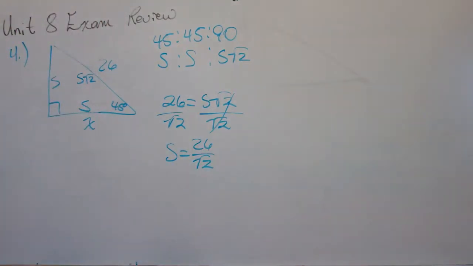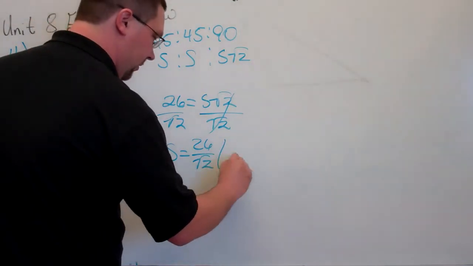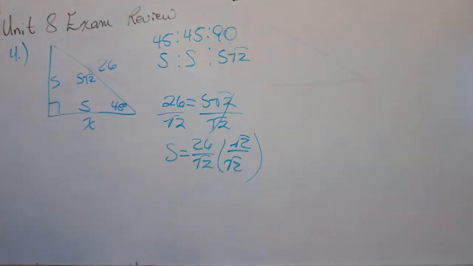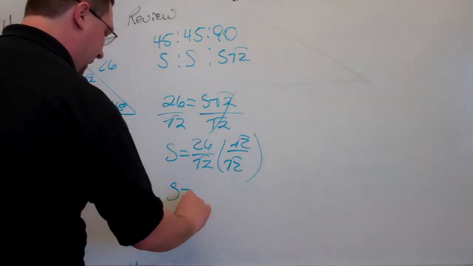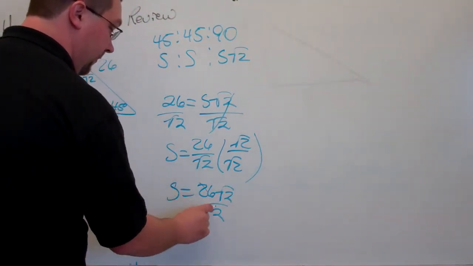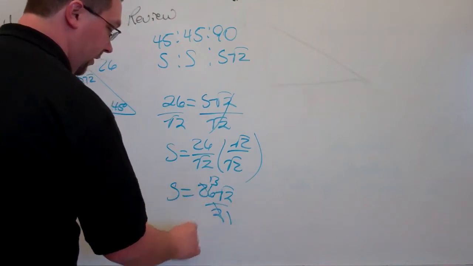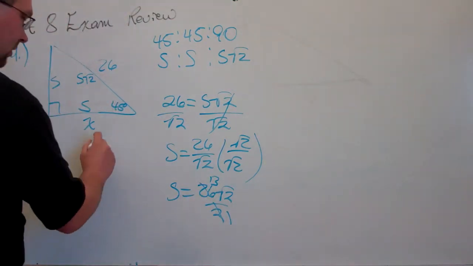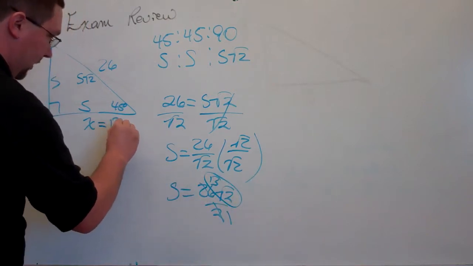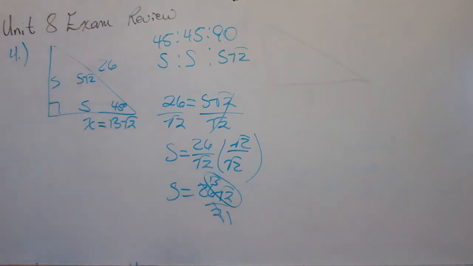But now we have to rationalize our denominator because we can't leave the square root of 2 in the denominator. So, square root of 2 over square root of 2. We're going to multiply the top and bottom by the radical in the bottom. So that gives us s equals 26 times the square root of 2 over 2. The 2 and the 26 will cancel to 13 and 1. So x equals 13 times the square root of 2.